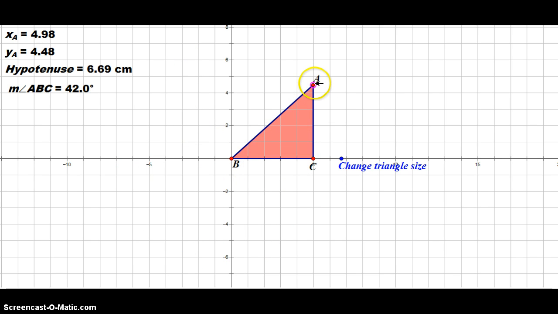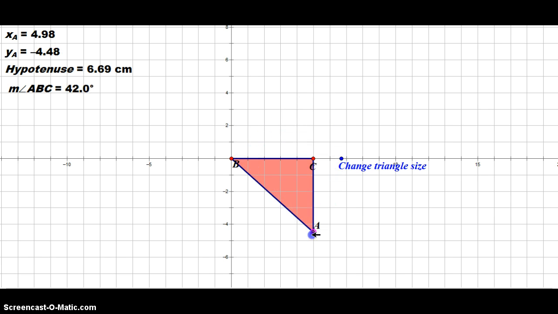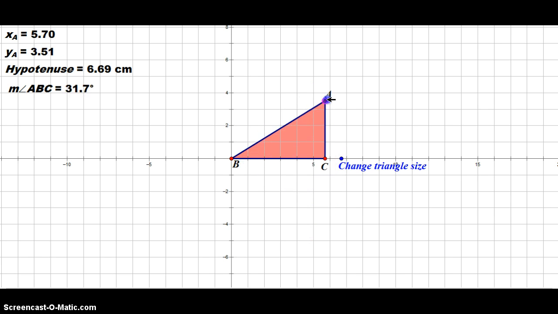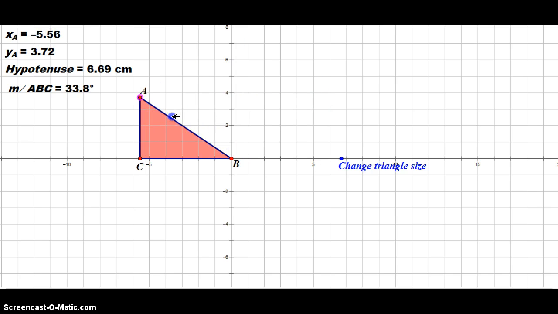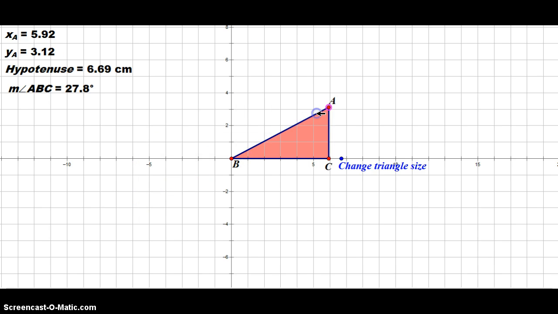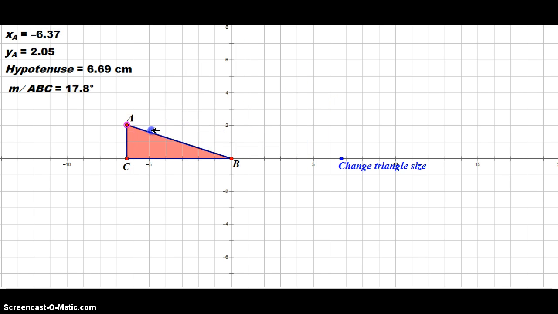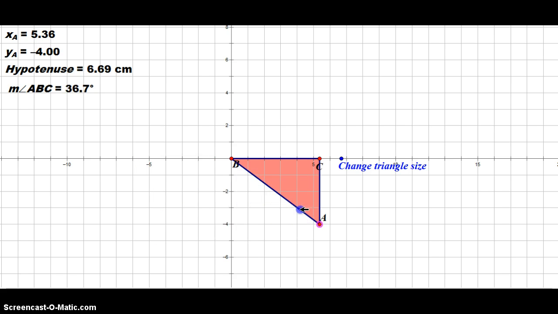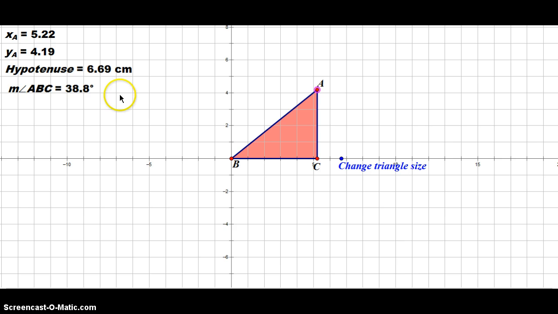Well, I can see that they're positive in the first quadrant and the fourth quadrant. They're negative in the second and the third quadrant. The y-coordinates of A will be positive in the first and the second quadrant, but negative in the third and fourth. Those are going to be important when we try to connect the coordinates of these points to the sine and cosine and tangent ratios. So let's move on to the next part of the investigation.